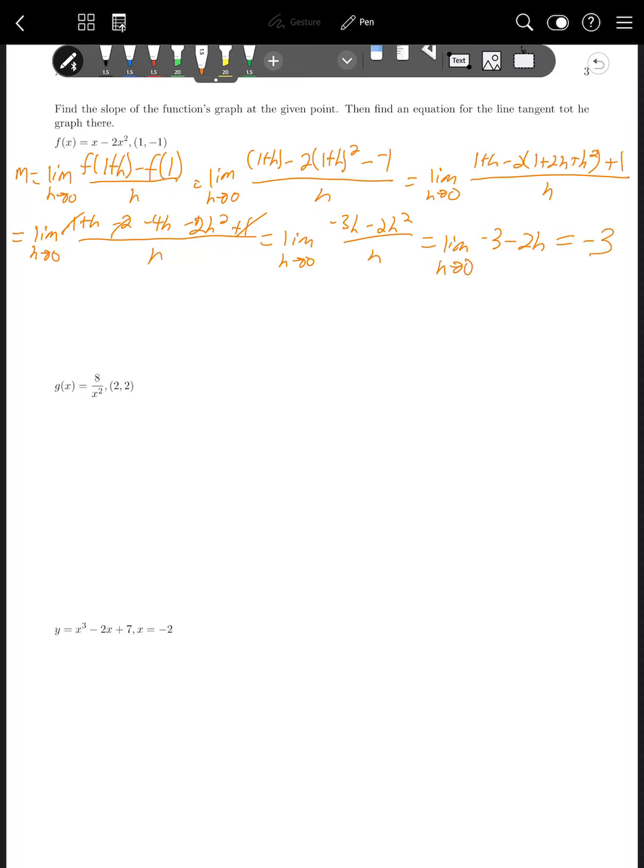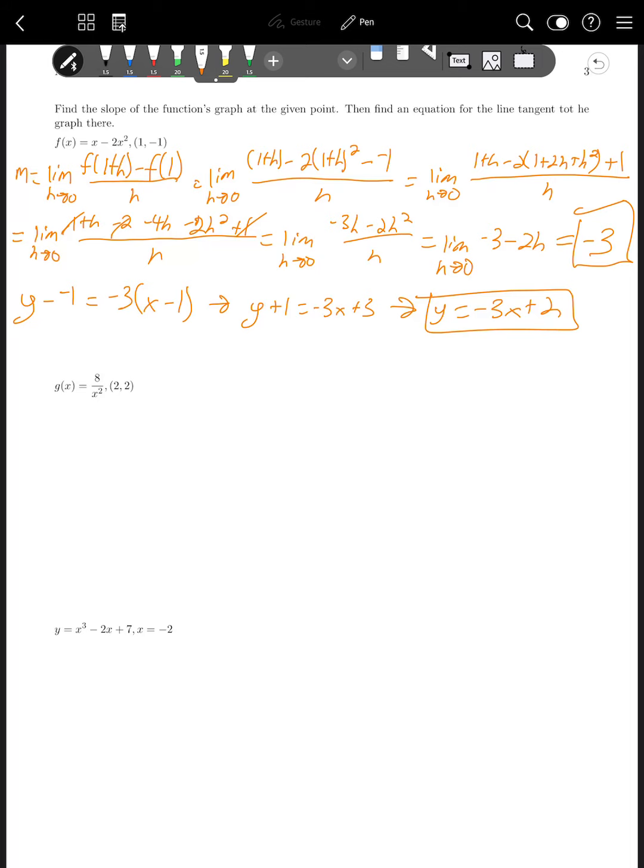Once you've done that, you can find the line. So y minus negative 1 equals negative 3 times x minus 1. Distribute, and you get y plus 1 equals negative 3x plus 3. Subtract 1 from both sides, and you get y equals negative 3x plus 2 for the tangent line. So the slope of the curve at this point is negative 3, and the equation of the tangent line is y equals negative 3x plus 2. Okay, so there's one example. So now let's try another one.